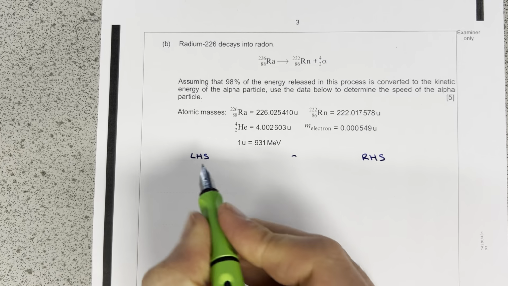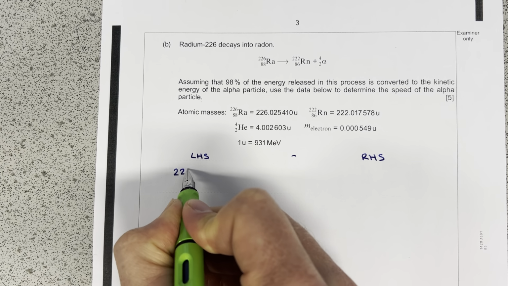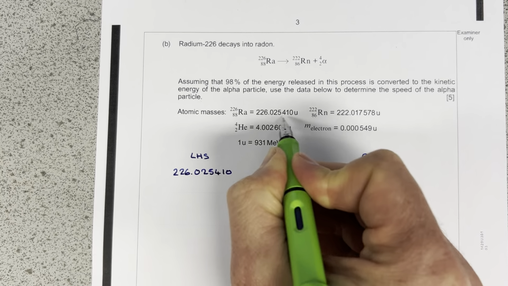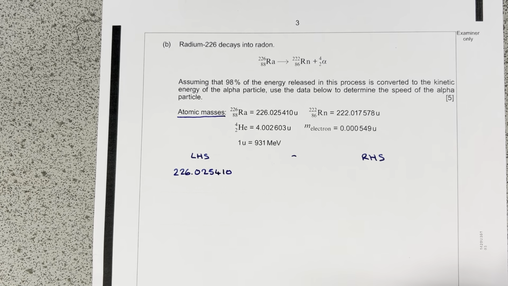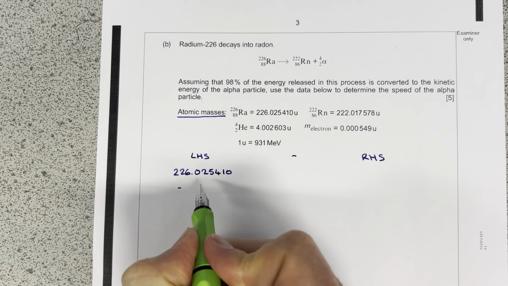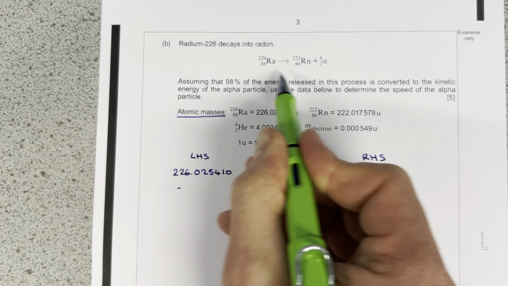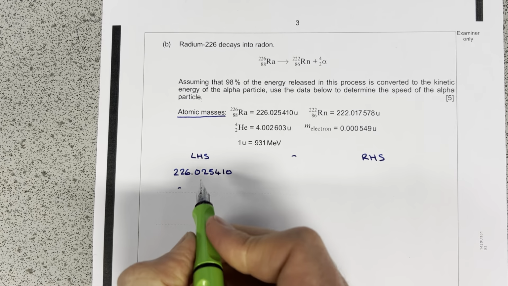So the first thing we do is work out what's on the left-hand side, and then we'll minus what's on the right-hand side. So what's on the left-hand side? So we've got the radium, which is 226.0254110, and that's coming from there. But that is the atomic mass. So we need to take away the mass of those 88 electrons, which are included in here, but not included in this calculation here. So we'll then take away 88 times the mass of the electron.